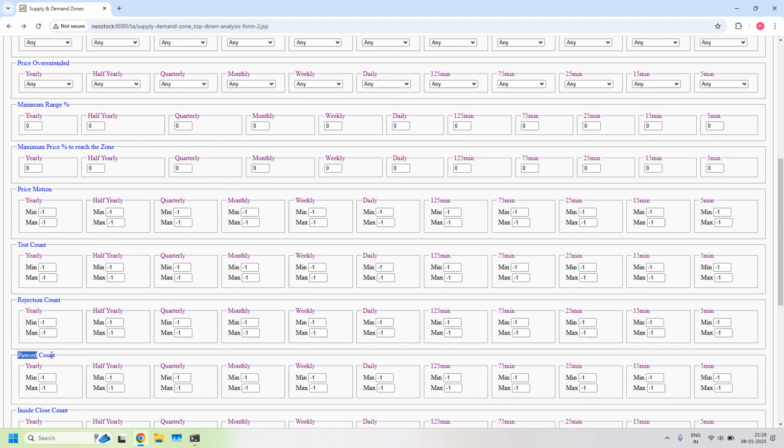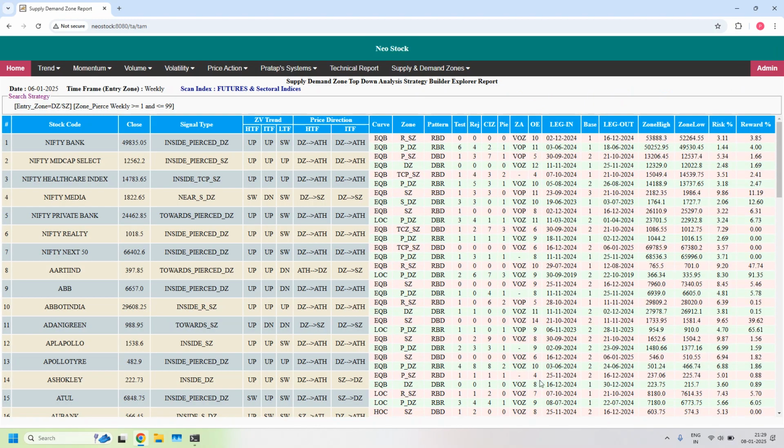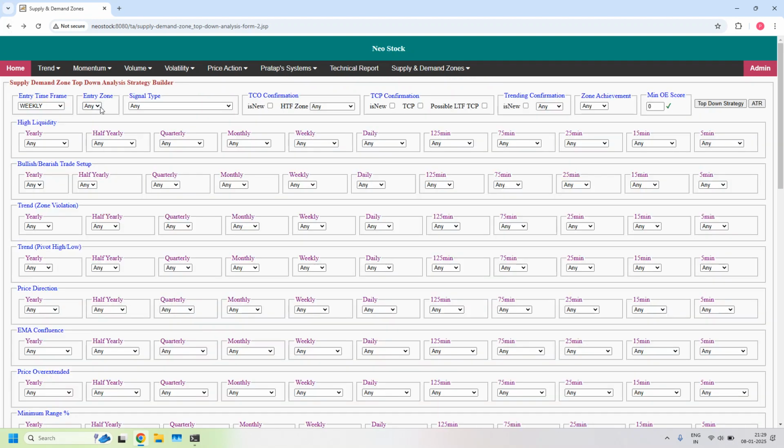So the pierced count parameter at weekly time frame, I am setting minimum value 1, maximum value 99. Let's filter. We got a big list. 64 stocks are filtered. I am scrolling the list down. But here we made a mistake. We did not set whether the filter should be applied to demand zone or supply zone. Our focus is on demand zone. Which filter? Pierced count between 1 and 9.